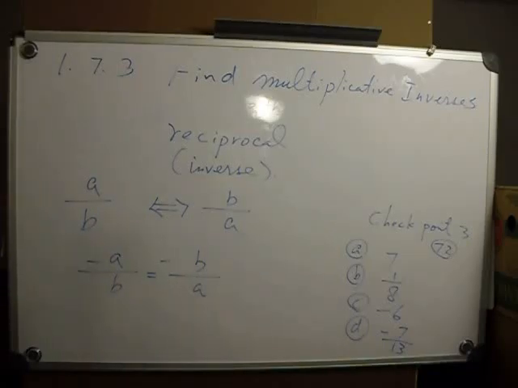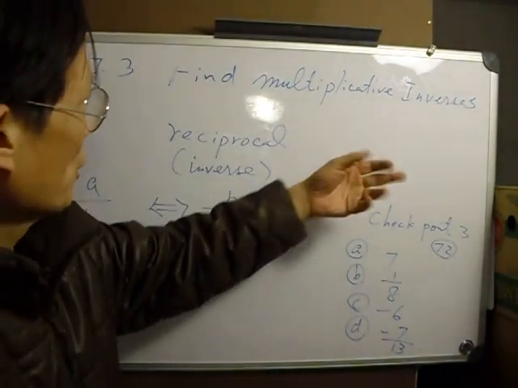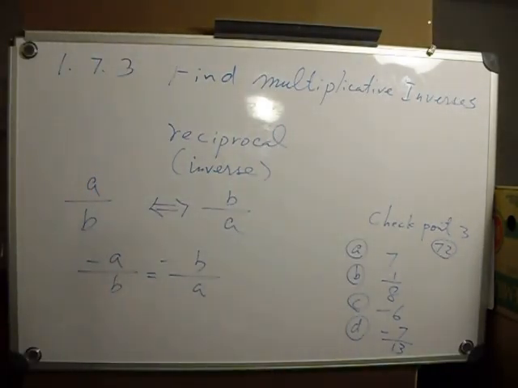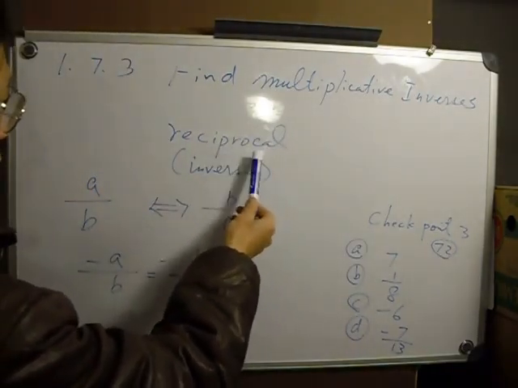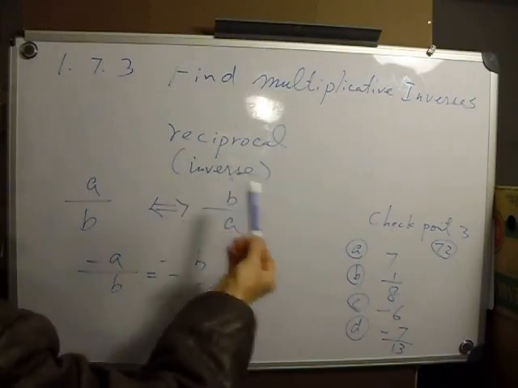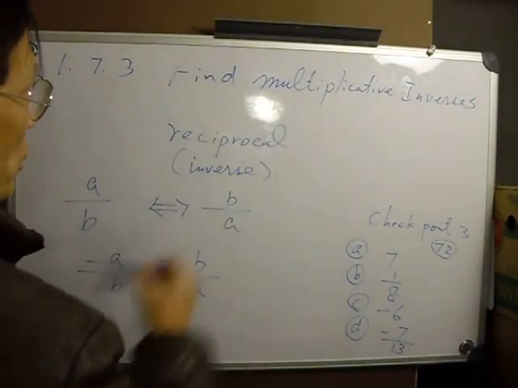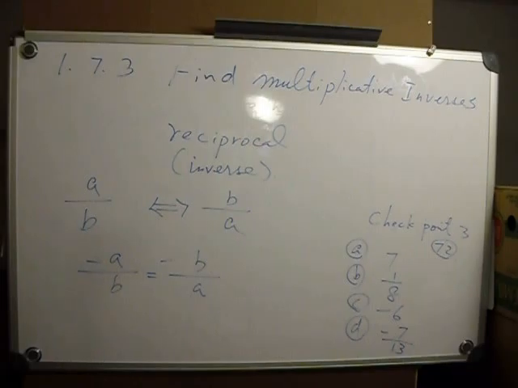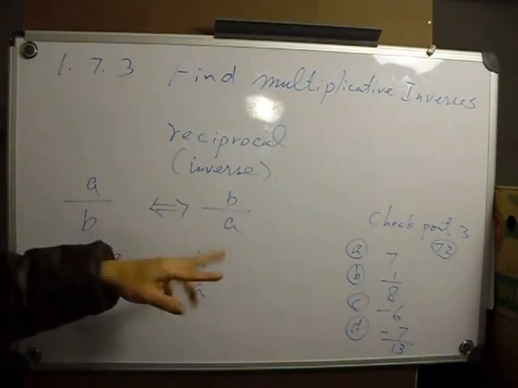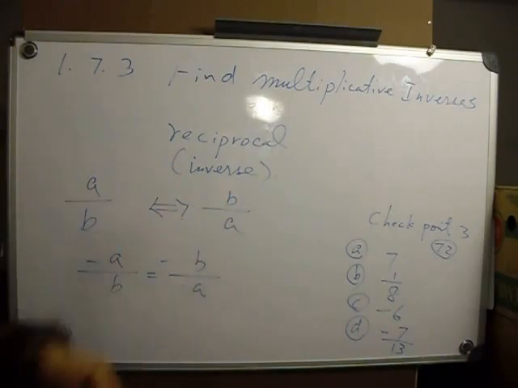Okay, now section 173. Define multiplicative inverses, or you call it inverse. By the way, these are identical. Reciprocal and inverse both mean multiplicative inverse. Meaning you have a fraction, and any number you can change into a fraction. Then for fraction a over b, numerator and denominator, flip it over, and those fractions will be the inverse of each other.